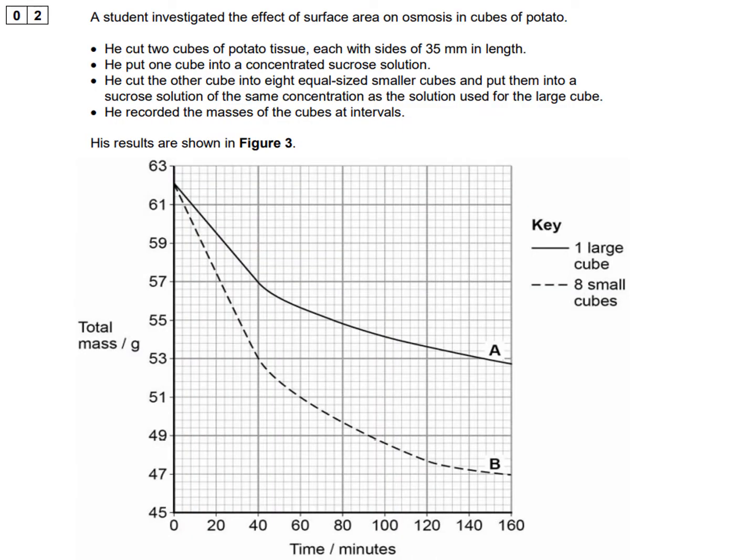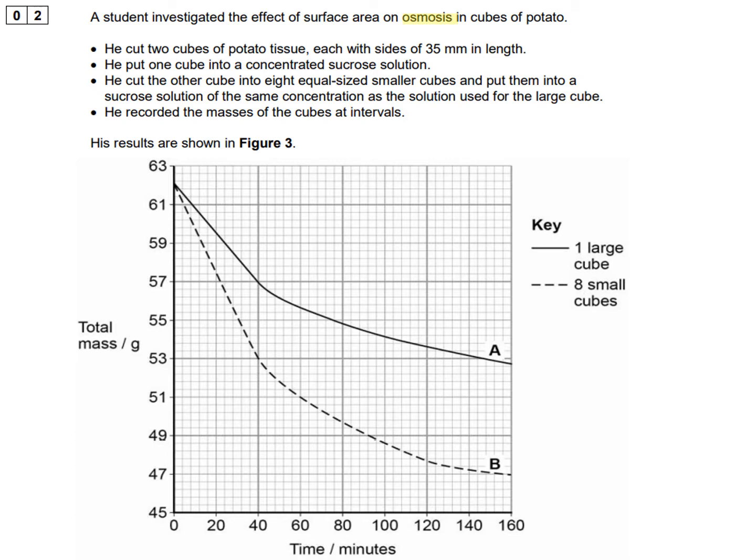Okay, so question two is about osmosis in cubes of potato tissue, and it tells us that at the top there. Now, anytime we get a question about osmosis, we certainly want to be thinking about water potential and water potential gradients. So we know water is going to move down a water potential gradient into or out of the cell, across that partially permeable membrane.